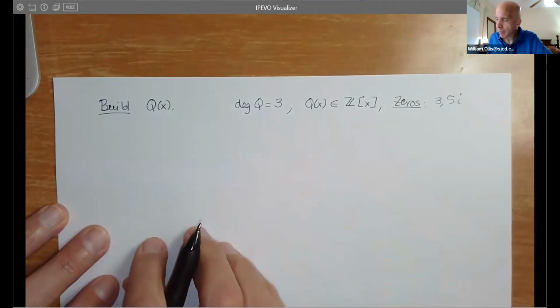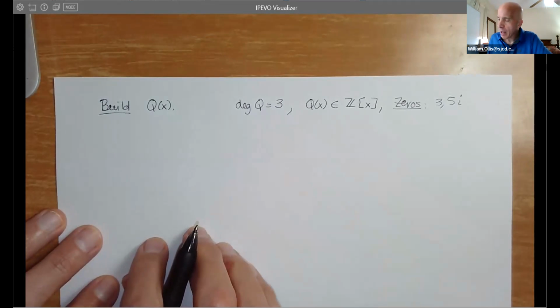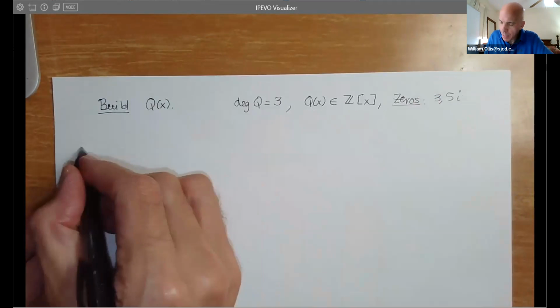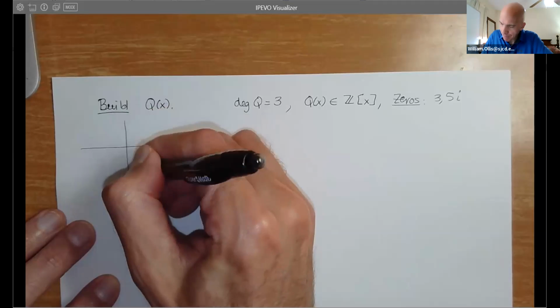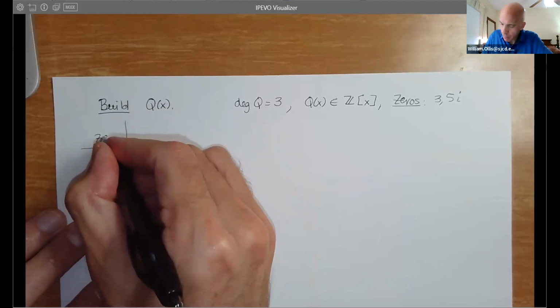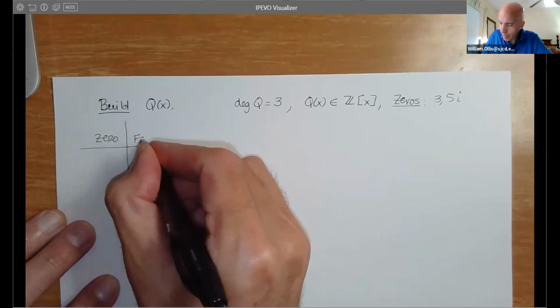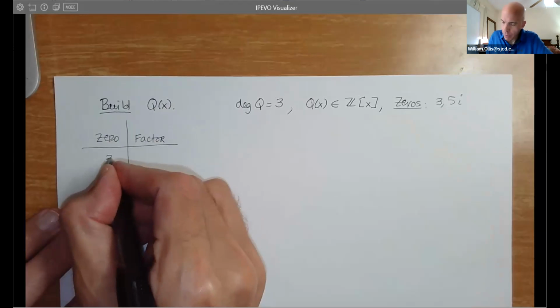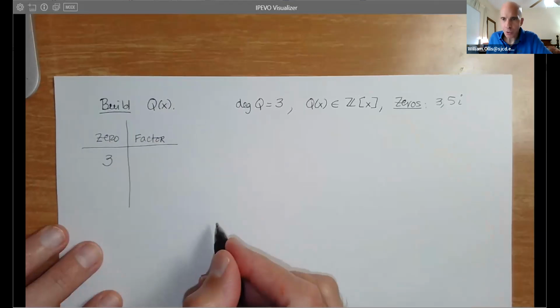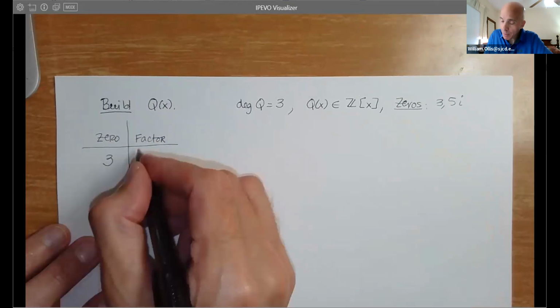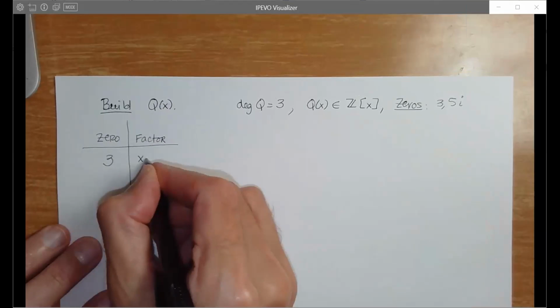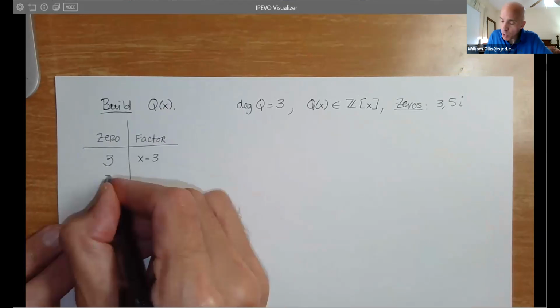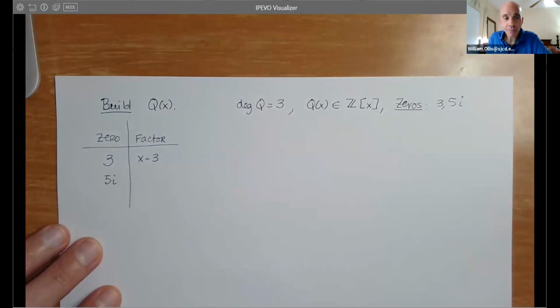Okay. Now, we're thinking, what's this mean? Okay, we get to use our little lemma. So we've got our zero, and we have the factor right here. Okay, so for the zero 3, what's the factor? X minus what? 3. X minus 3, good. Okay, now what about 5i? Do we do X minus 5i? Well, that wouldn't work. Why would that not work?